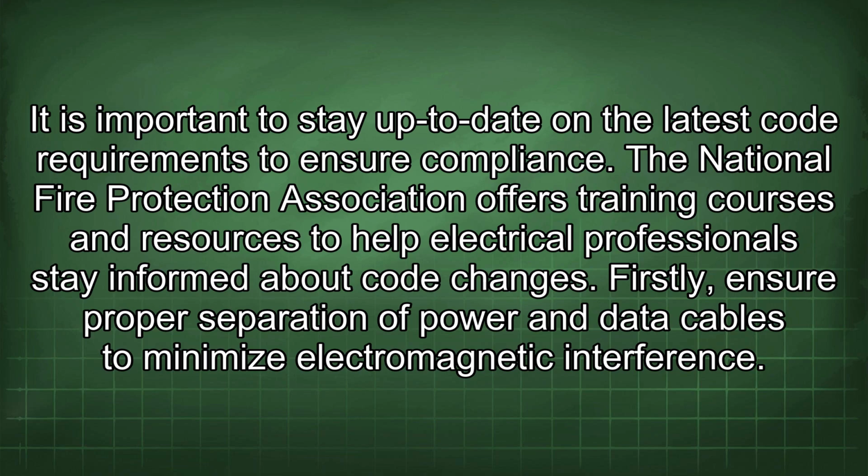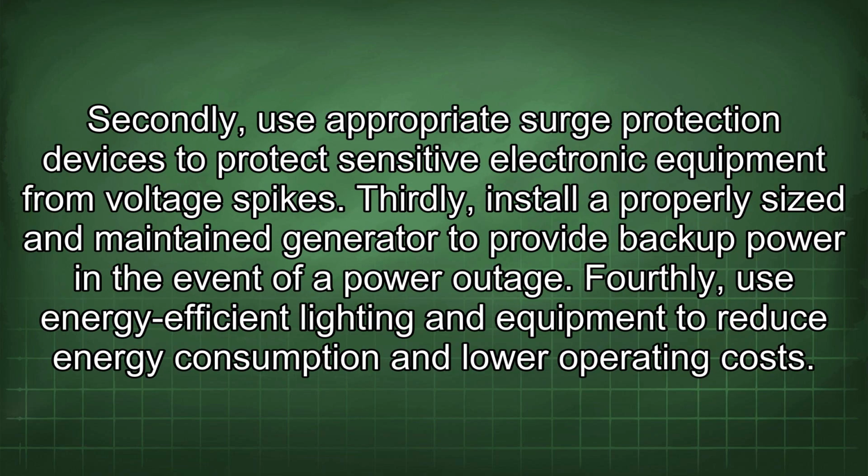Firstly, ensure proper separation of power and data cables to minimize electromagnetic interference. Secondly, use appropriate surge protection devices to protect sensitive electronic equipment from voltage spikes. Thirdly, install a properly sized and maintained generator to provide backup power in the event of a power outage. Fourthly, use energy-efficient lighting and equipment to reduce energy consumption and lower operating costs.